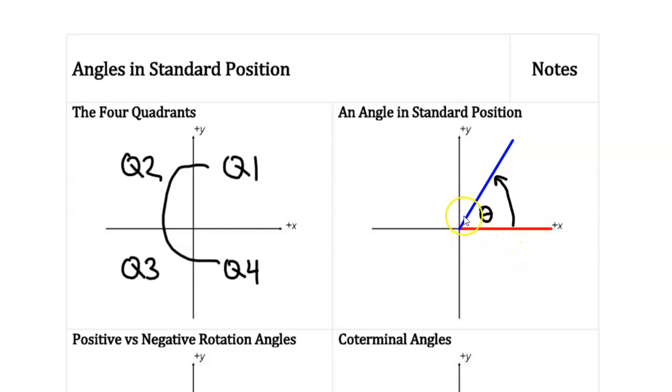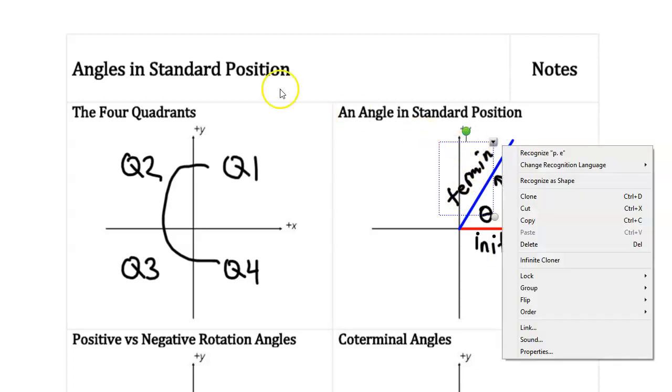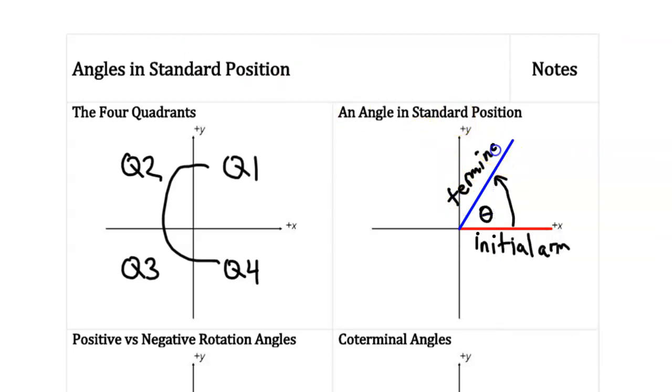Now, what makes it in standard position is the fact that the angle started along the positive x-axis, and I started to rotate through that angle and terminated at the blue arm, which is called the terminal arm. So we start with an initial arm, and we end at the terminal arm. Okay, and that's what makes it an angle in standard position.